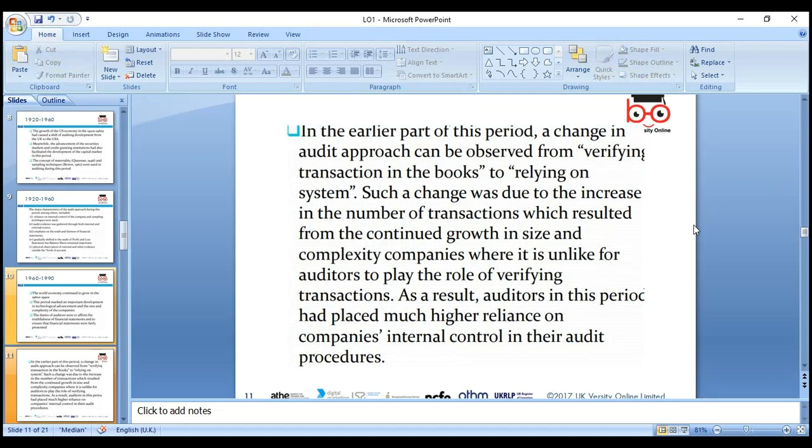So in the earlier part of this period, a change in audit approach can be observed, from verifying transactions in the books to relying on the system. Such change was due to the increase in the number of transactions. Think about online transactions in the trillions now. In the past, we used to give the money and buy directly. But business is now not in one country. So now an auditor needs a good understanding of the information system when we do the audit.